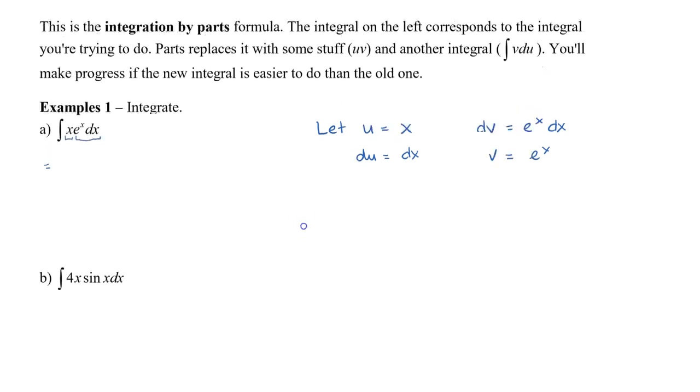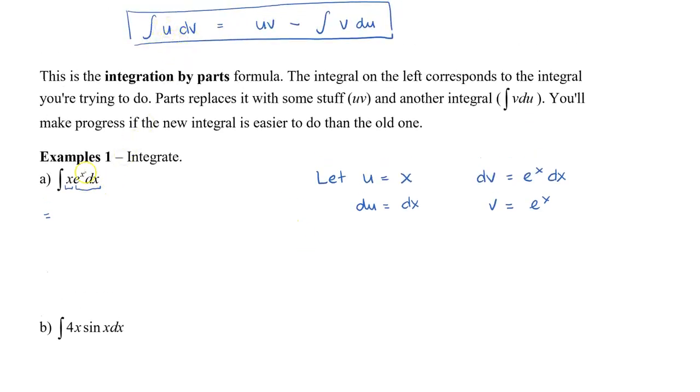So according to our formula from before, the integral of u dv, which is what we're trying to integrate, is equal to u times v, which is these two expressions here. So it's going to be x times e to the x. And then minus the integral of v times du. So v is e to the x, and du is dx. All right, so this is now something easy that we can integrate. So we have x times e to the x, minus the integral of e to the x, which is e to the x. And then now we put the plus c.